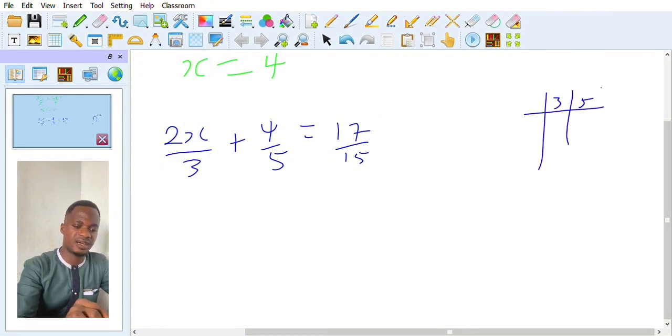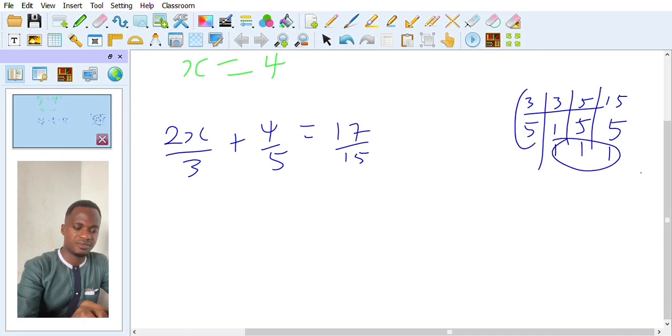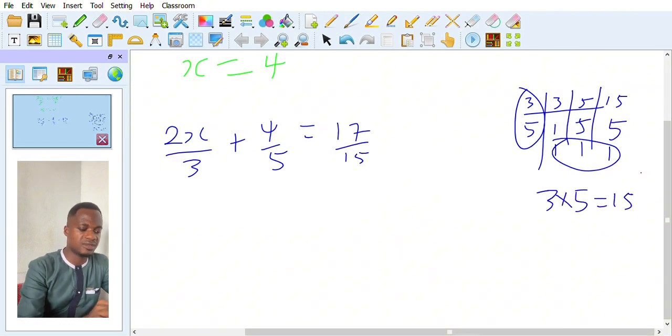3, 5, 15. If we use 3 to divide, we have 1. We can't divide 5 by 3, so we still have 5. 15 divided by 3 is 5. We use 5 to divide: 5 divided by 5 is 1, and 5 divided by 5 again is 1. So 3 times 5 is 15. So our LCD is 15.